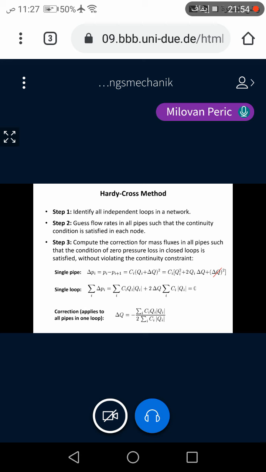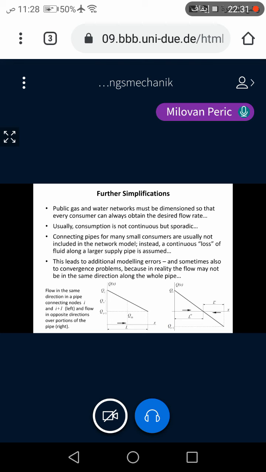And then for every loop, you can write that the sum of these delta Pi's for all pipes should be zero. And because you have here two terms, you can compute this delta Q for each loop. The correction that you apply to each pipe in the loop will then not destroy the continuity constraint because the same correction is applied to every pipe in the loop, but it will improve the pressure distribution. And if you repeat it many times, you can get a converged solution.